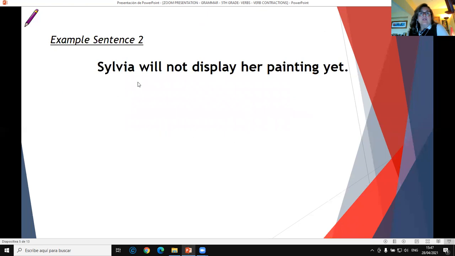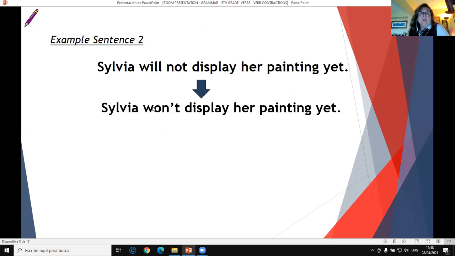Example number 2, Sylvia will not display her paintings yet. Will not, we can contract them and say won't. So Sylvia won't display her painting yet.